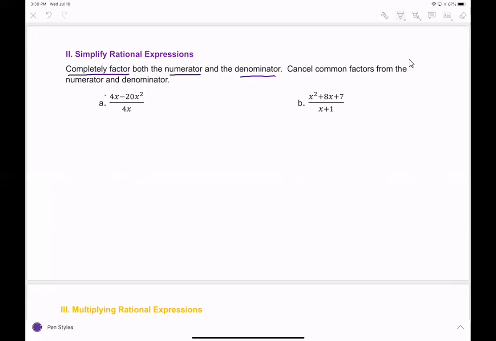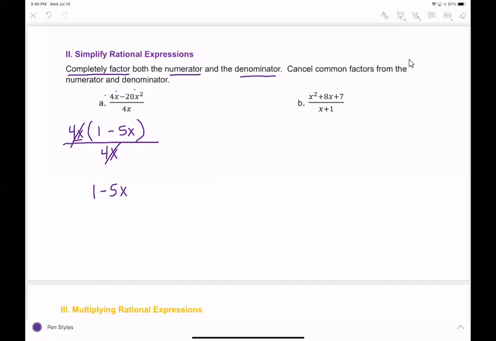Well, in the numerator, we have a GCF. So we can take out 4 and x, which would leave us with 1 minus 5x. Remember, to get that 1 minus 5x, we divide the 4x into each term, and this is what we get. So we're going to put it all over 4x. Notice that we can cancel these two now because they're the same, and that leaves us with our simplified expression.